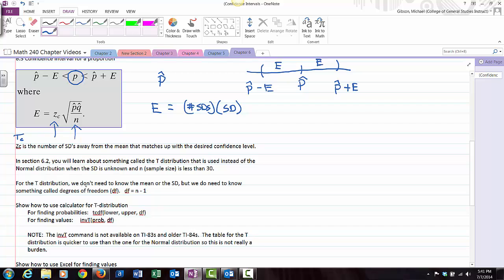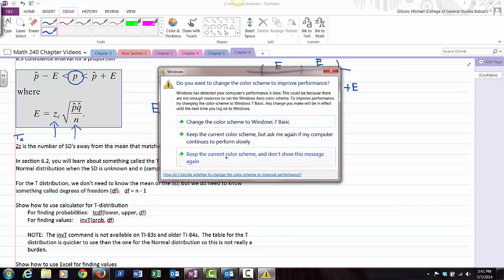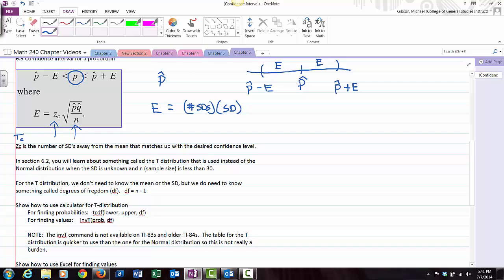For the T distribution, we don't need to know the mean or the SD. All right. Get that again: for the T distribution, we do not need to know the mean or the standard deviation, but we do need to know something called the degrees of freedom, generally abbreviated DF. It's simply the sample size minus 1, all right? Degrees of freedom equals sample size minus 1.